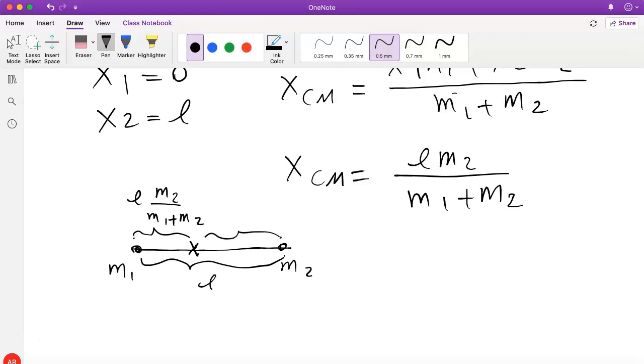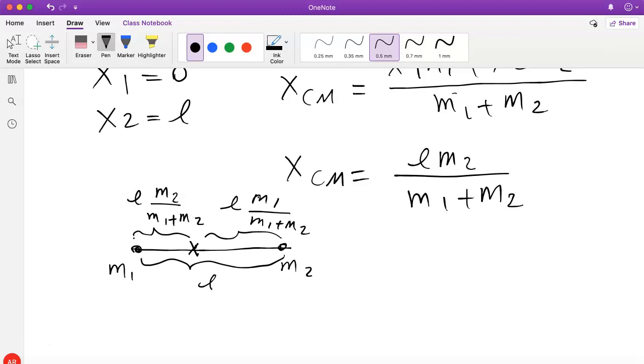And then from here to here we have L minus that. So what is the number that, when you add it to this, you get L? Well, in the numerator here we have M2, in the denominator M1 plus M2. So if I subtract here, I get M1 over M1 plus M2. You can check easily that these two clearly add up to L.